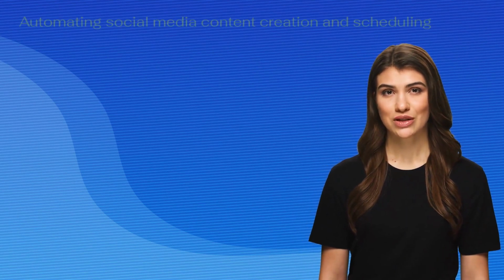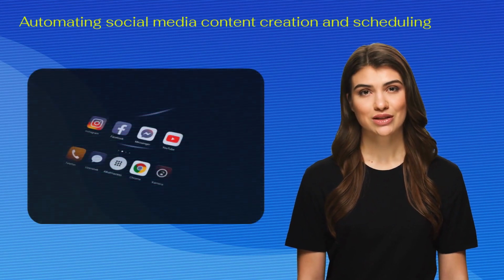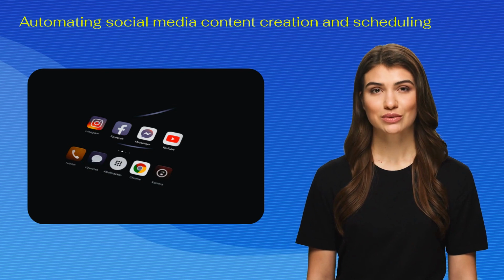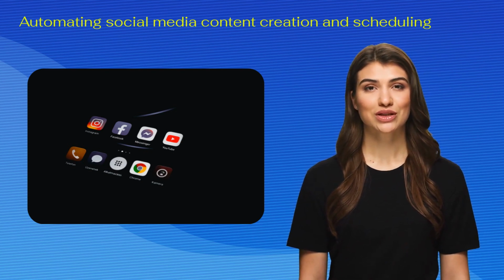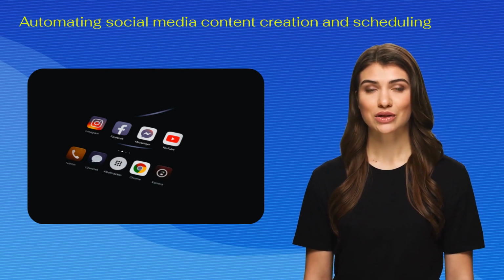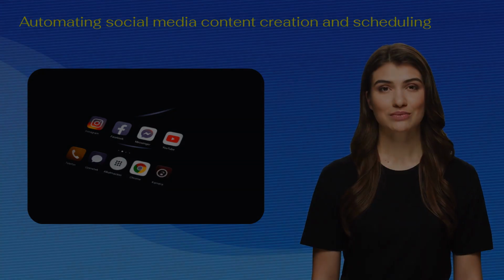Automating social media content creation and scheduling. Social media platforms often require a constant stream of fresh content. By combining ChatGPT with social media management tools, you can automate the creation and scheduling of posts, ensuring your social channels remain active and engaging. Customize the AI-generated content to reflect your brand voice and resonate with your target audience.